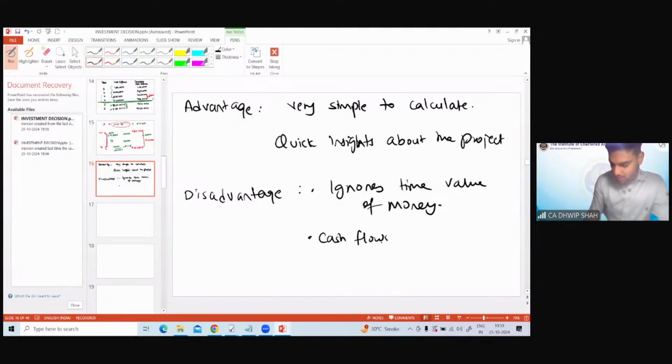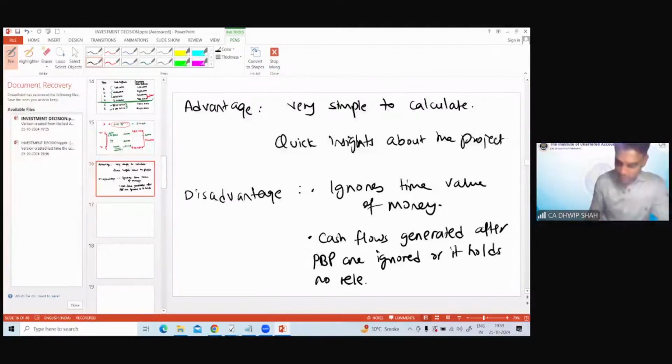Cash flows generated after payback period are ignored, which means they hold no relevance. There may be many projects which generate cash inflows at a later stage of the project and not in the initial years. In that case, your payback period would be high because cash inflows are generated more at the later stage and not in the earlier years. So it ignores that. Correct, long-term projects. Yes, correct.